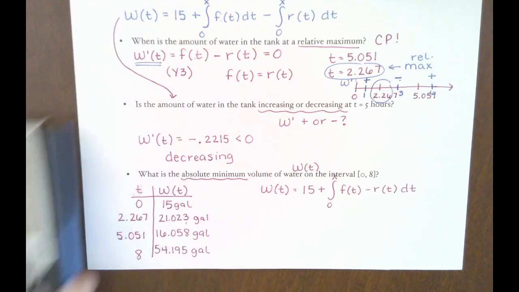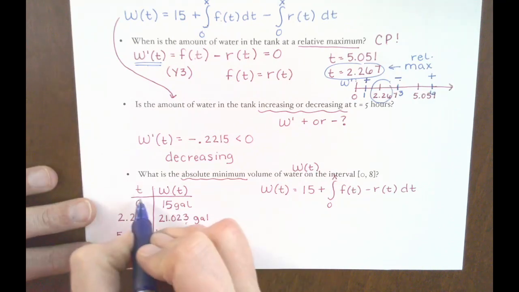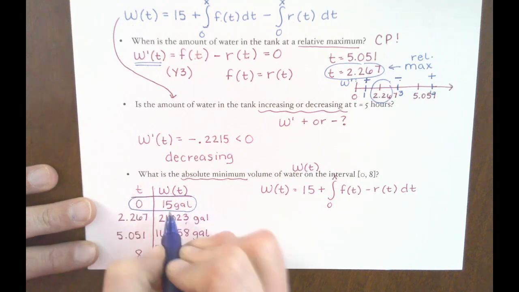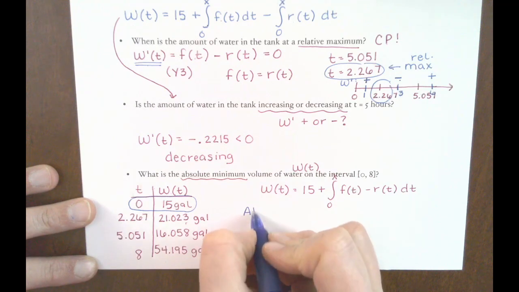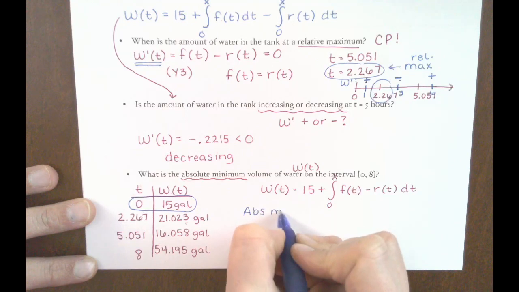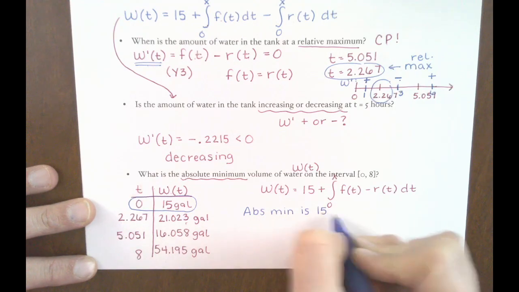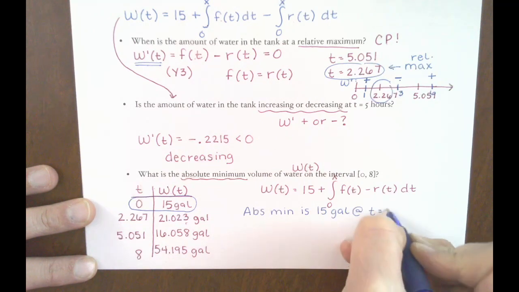Okay, so the question wants to know what is the absolute minimum. Well, the smallest amount of water I have is right here at the beginning. Okay, but I couldn't declare that for sure unless I checked these other points. I did have to verify that none of these others dipped lower than that 15 gallons I started with. Okay, so I would say the absolute minimum is 15 gallons, and that occurs at t equals 0.